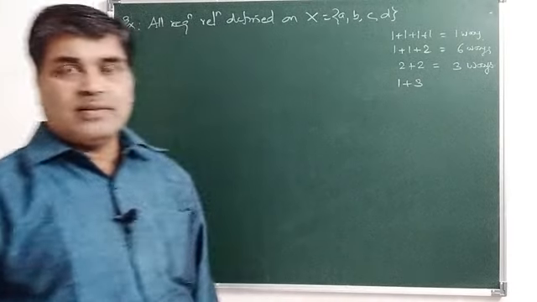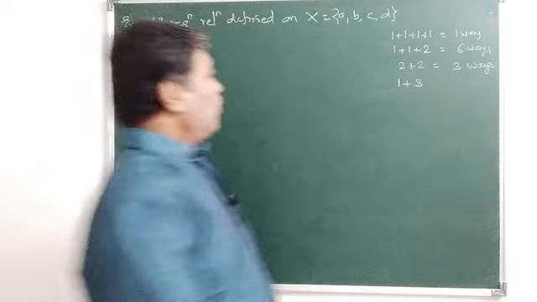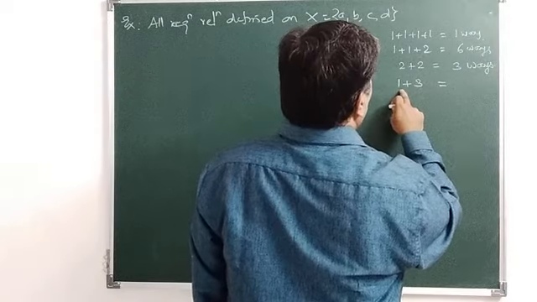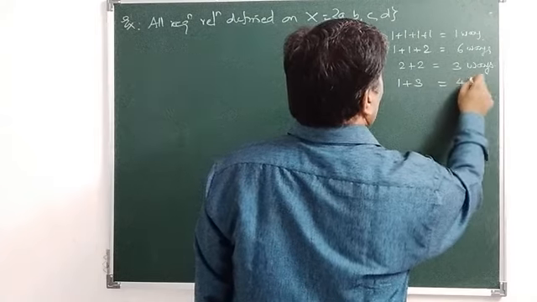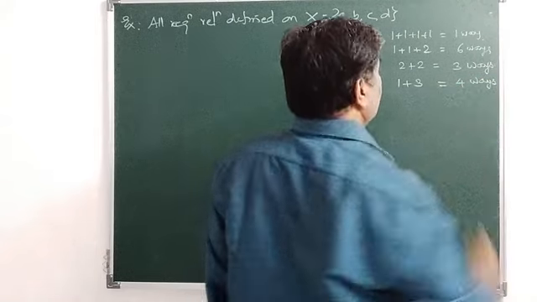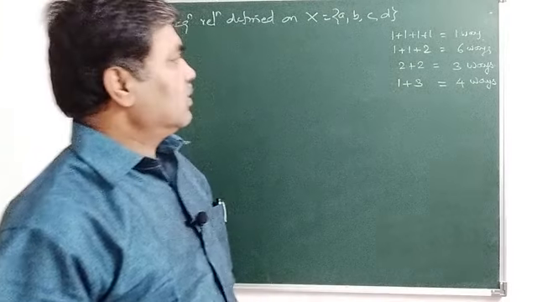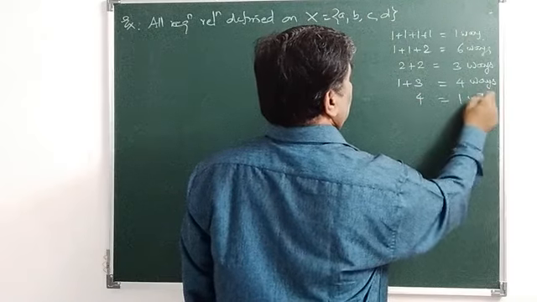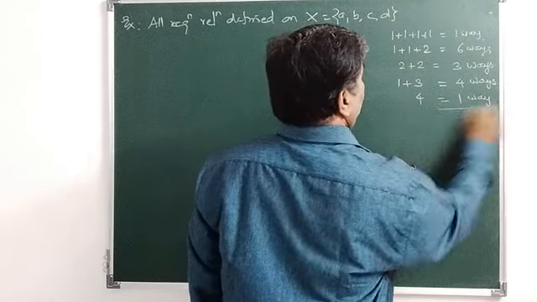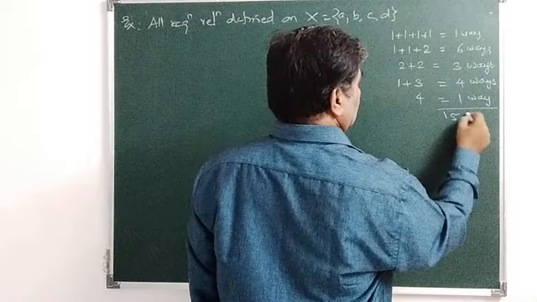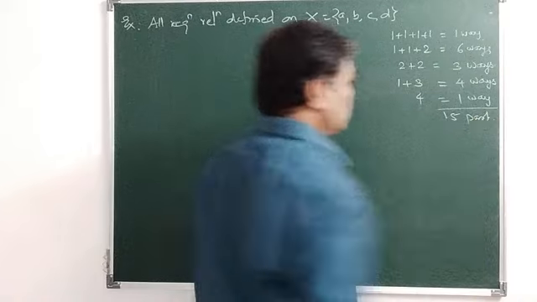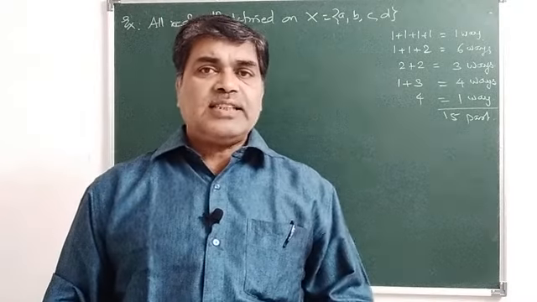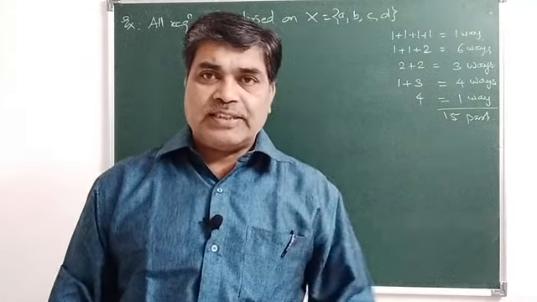1 plus 3 is one more. How many ways are there? This is nothing but choosing one element from 4, that is 4 ways. And 4 elements one way. So 15 partitions. So there exist precisely 15 partitions defined on a 4 element set.